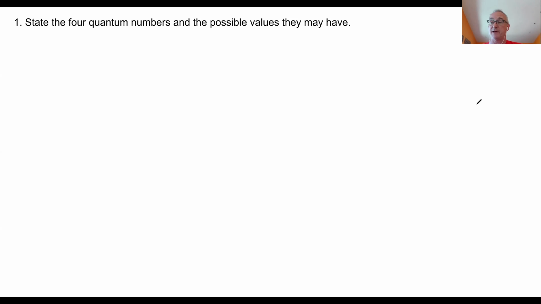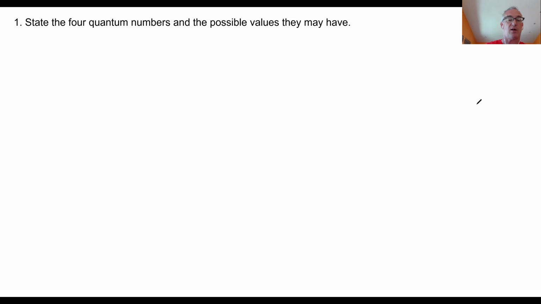What are the 4 quantum numbers? And what are the possible values they might have? So remember, these are the numbers we're talking about, not just the letters. They want the numbers. And then you don't have to describe them. You don't have to say this one's principal and this one's magnetic or whatever. I like to think of them as shell, subshell, orbital, spin, because that way I sort of understand what each one of them is.